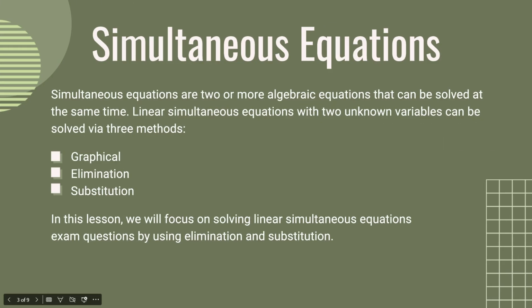So, what are simultaneous equations? Simultaneous equations are two or more algebraic equations that can be solved at the same time. Linear simultaneous equations with two unknown variables can be solved via three methods: graphical, elimination, or substitution. In this lesson, we will focus on solving linear simultaneous equation exam questions by using elimination and substitution. Graphical will be its own video, which will be next.